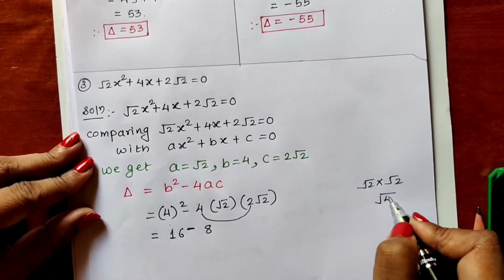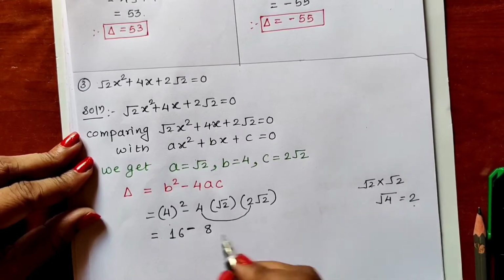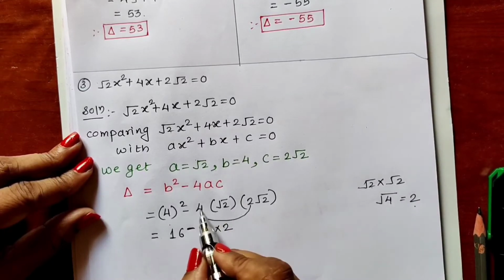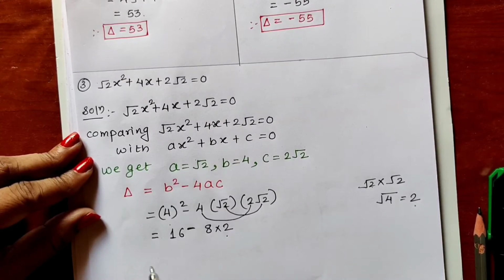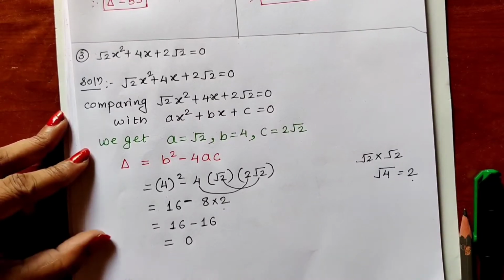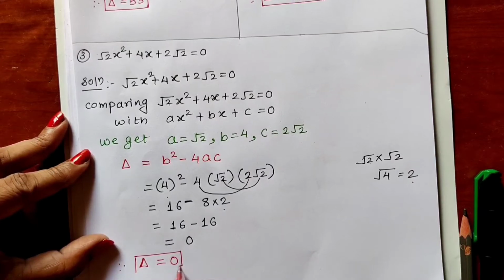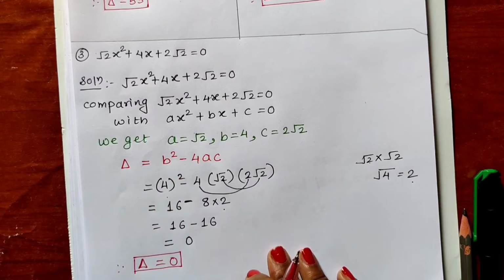That is square root of 4. What is square root of 4? It is 2. So root 2 into root 2 is 2. So 8 into 2. 4 2s are 8 and root 2 into root 2 is 2. So we get 16 minus 8 2s are 16. 16 minus 16 is 0. So in this way, here we have got discriminant delta equal to 0. So by using this formula, we can find the value of discriminant.